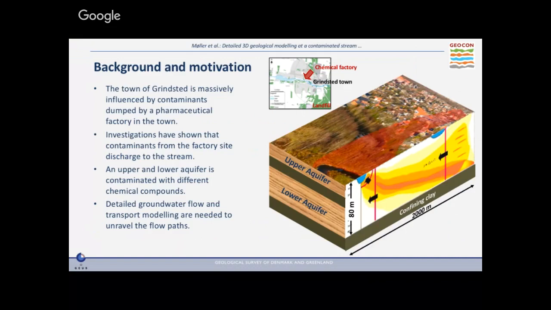So that we have a site here, and then we have the site here. But the plume from the landfill might reach somewhere further out. So someone has to do a flow and transport modeling to figure out if this is coming from here and to both places. And for that, we need a detailed 3D geological model to put into the flow and transport model.